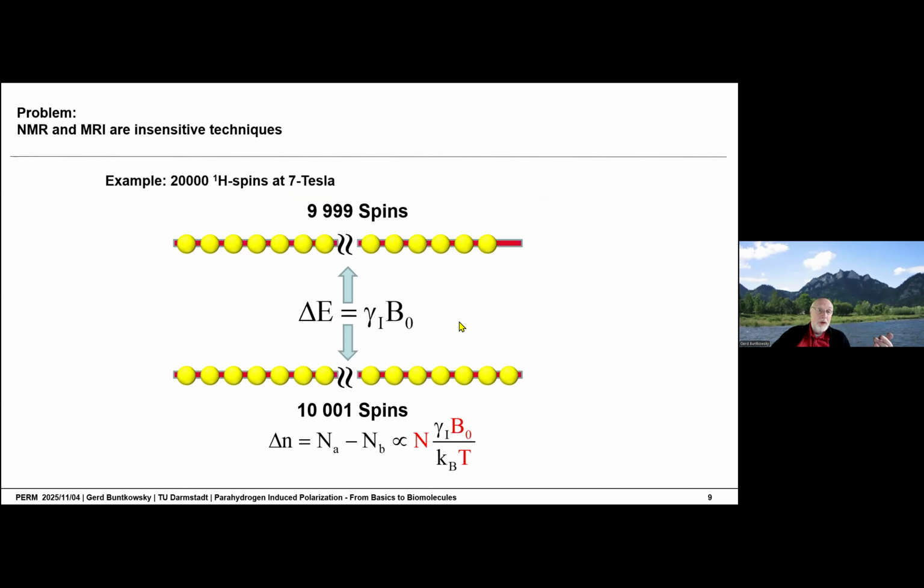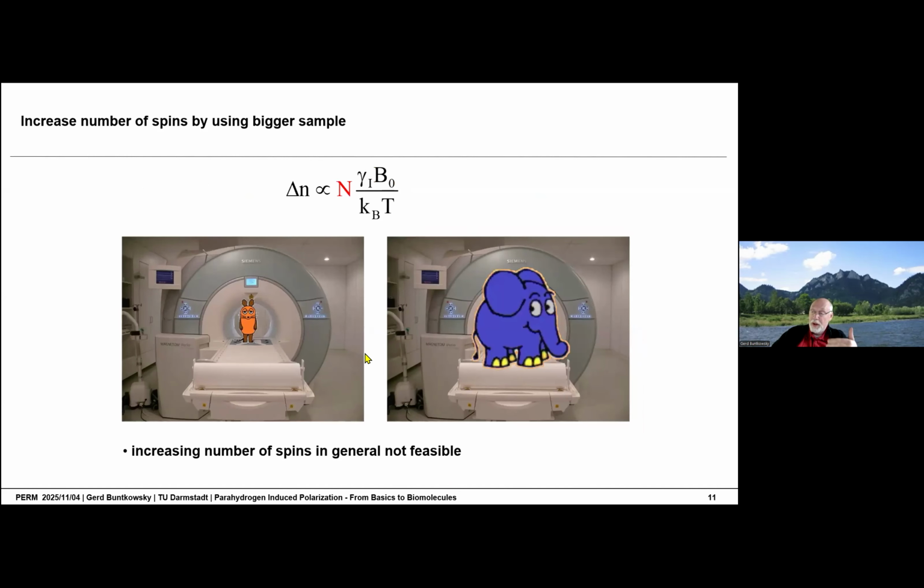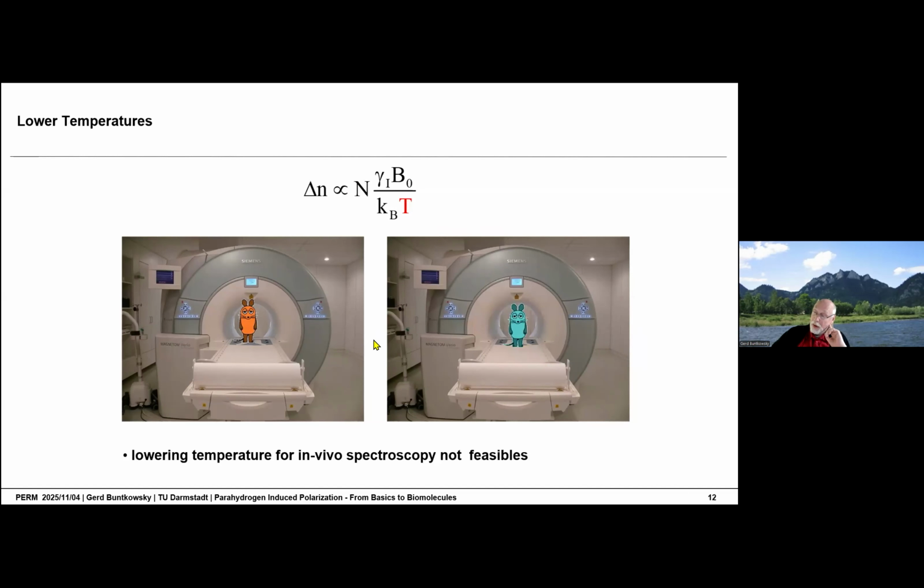And unfortunately, there are not so many parameters where you can play. You can play with the number of spins, with the B0 field, and with the temperature. And of course, there are limits. You cannot make the B0 field as large as you want. The maximum is about 28 Tesla for commercial systems, and for very expensive commercial systems, I must say. Also, you cannot increase the number of spins because it has to fit in the spectrometer. And also playing with temperature is not possible, particularly when you want to work with living organisms.